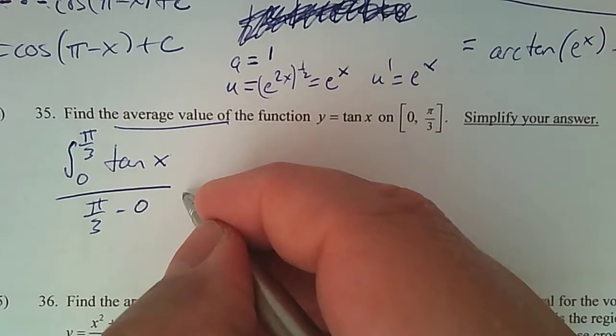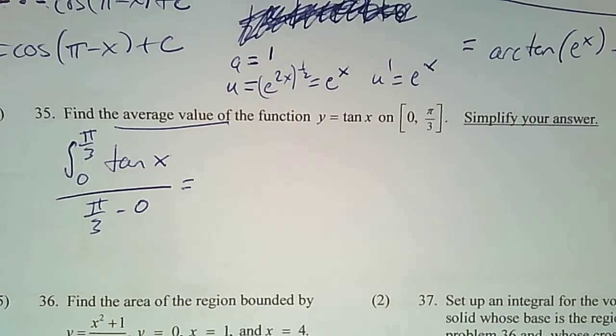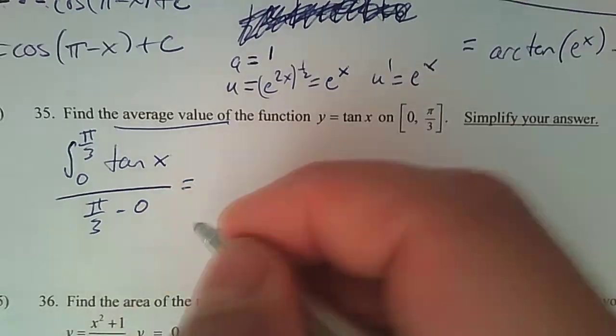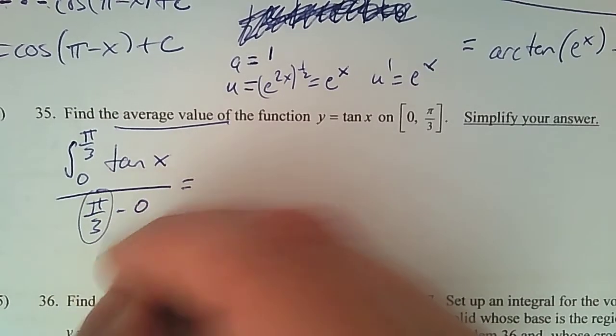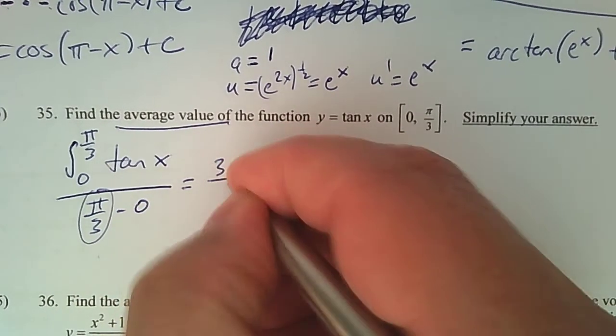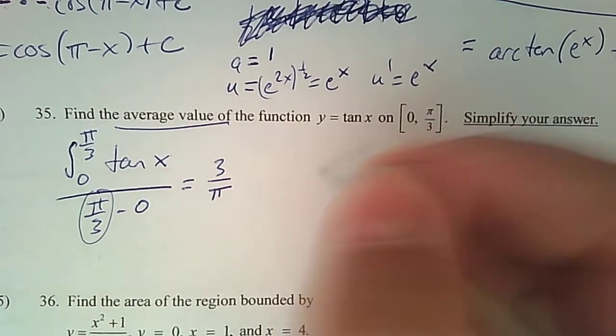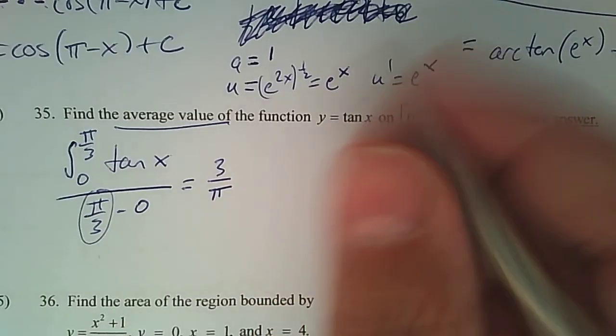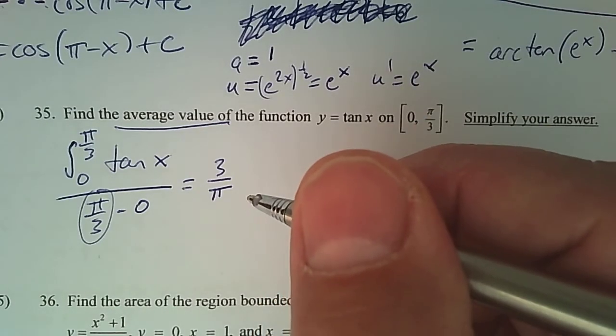Then, how do I then actually do what it's asking me to do? So you actually end up with just pi over 3 in the denominator. So if you like, you can write the reciprocal of that. Then you don't have to worry about the fraction. So pi over 3 really becomes 3 over pi.